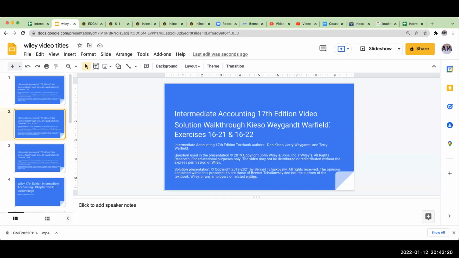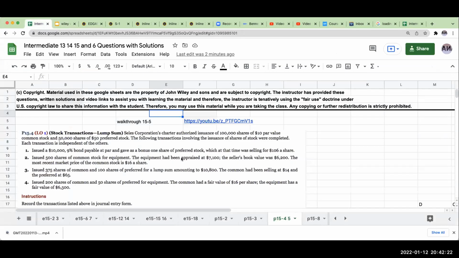Okay, let's get the accounting party started. Right over here, we've got stock transactions. This is problem 15-4. Celis Corporation's charter authorizes the issuance of 100,000 shares of $10 par value common and 50,000 shares of $50 preferred stock. The following transactions involving the issuance of shares of stock were completed. Each transaction is independent of the others.